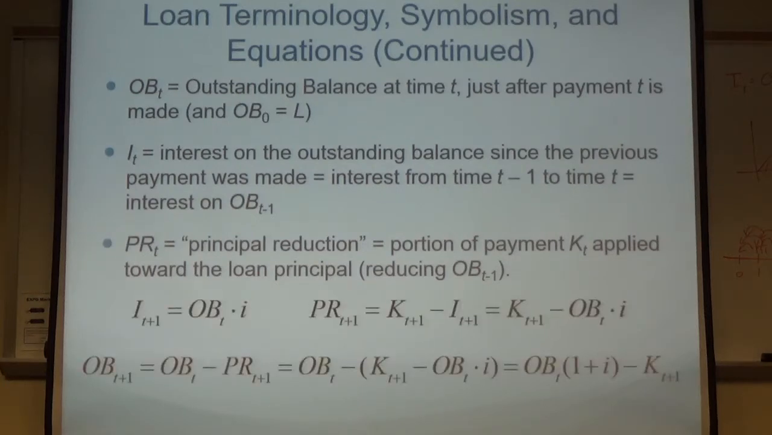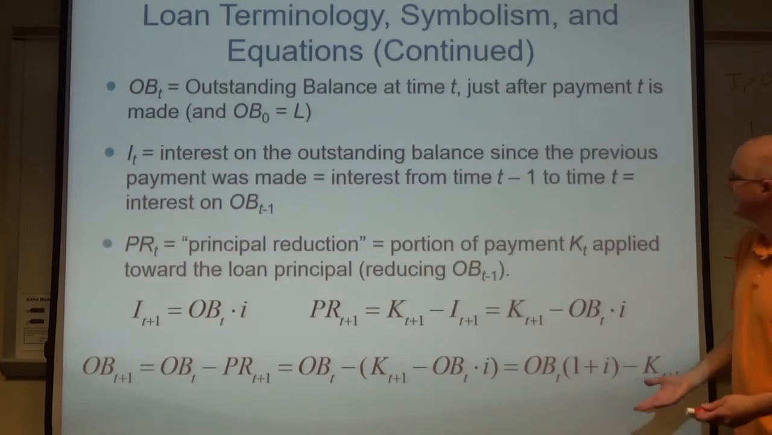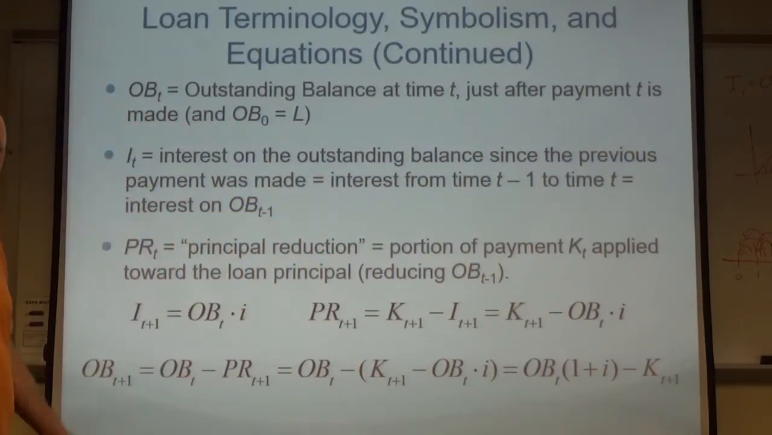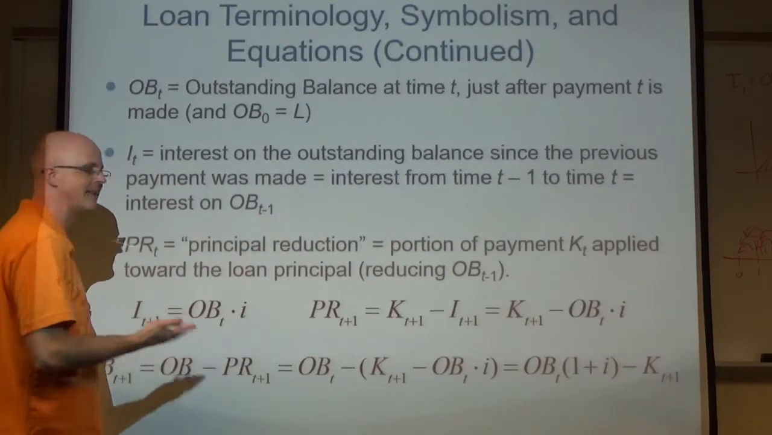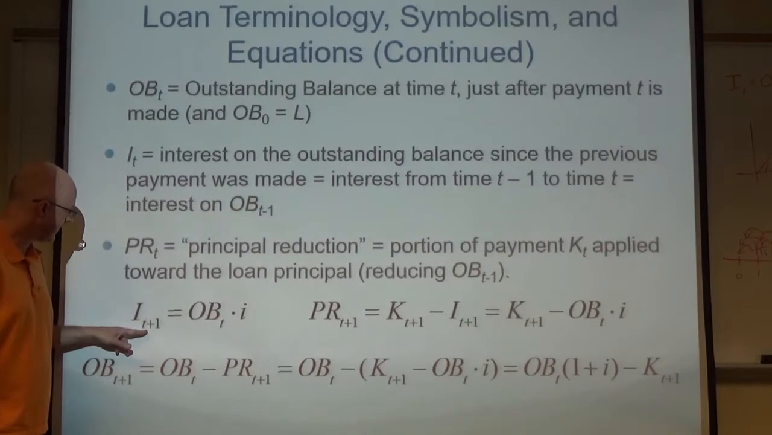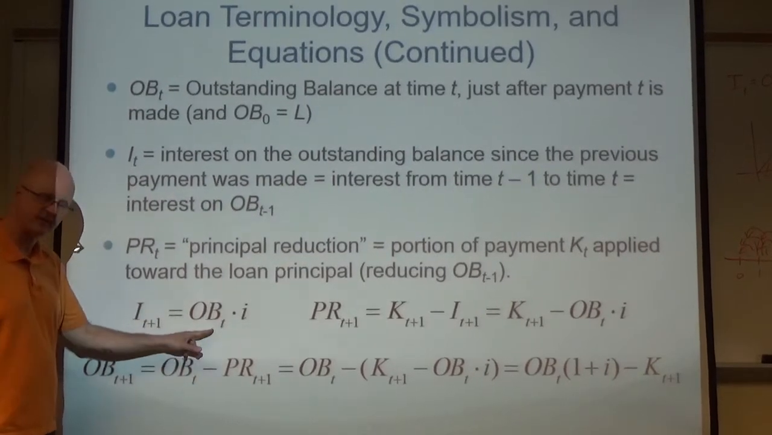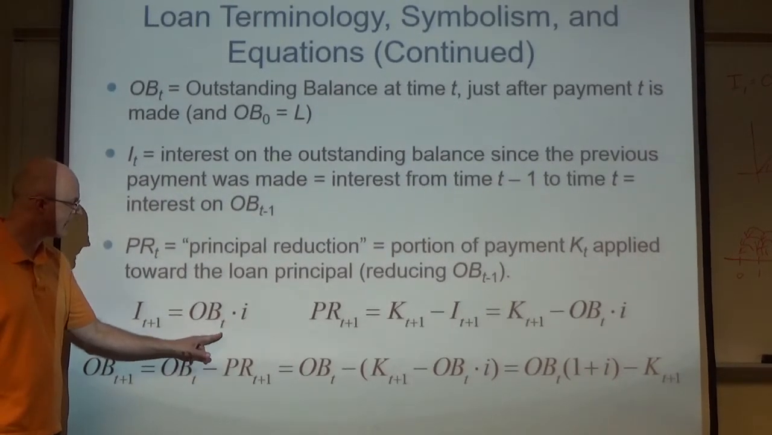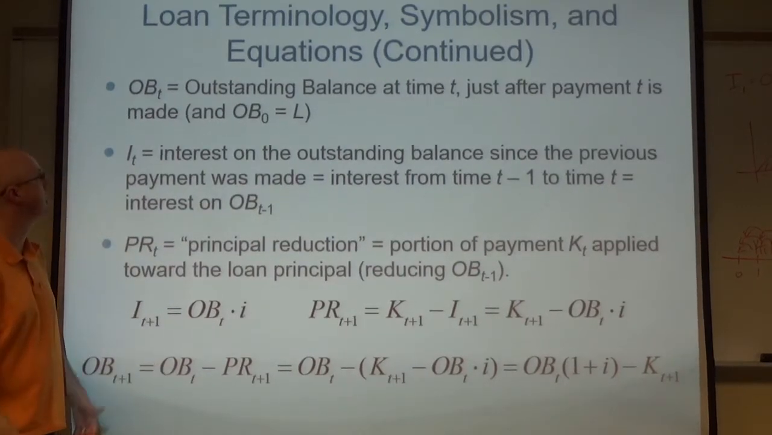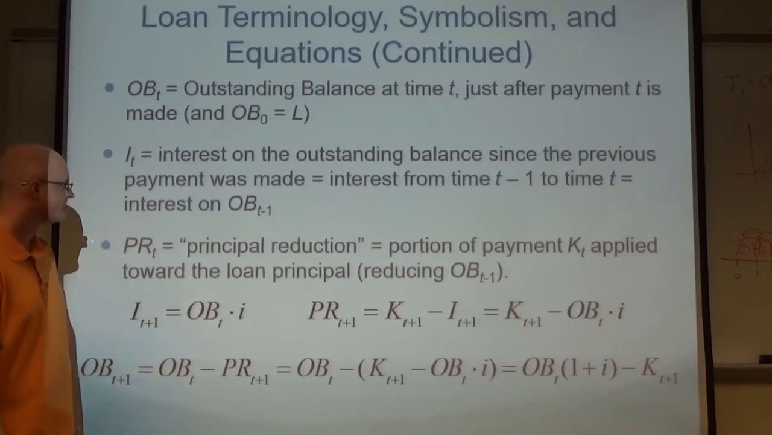And here are some equations that should make sense. And again, I really, really want to emphasize these are not things to memorize so much as to look at and say these make sense. The interest on payment t plus 1 is going to be the previous outstanding balance at time t, times the periodic interest rate. Again, often it's a monthly interest rate. Often the payments are monthly.